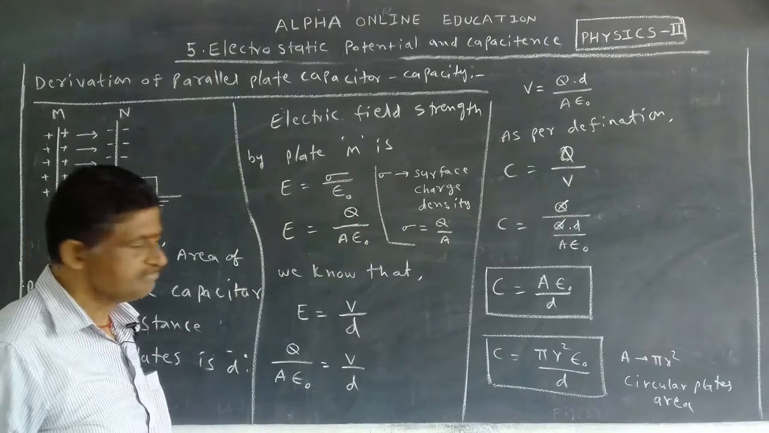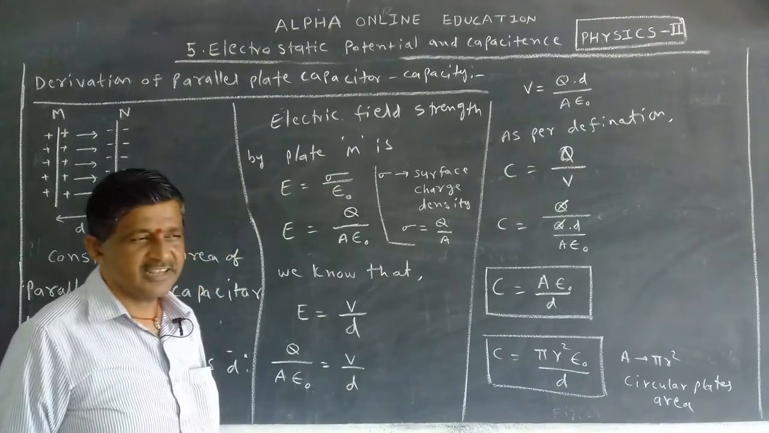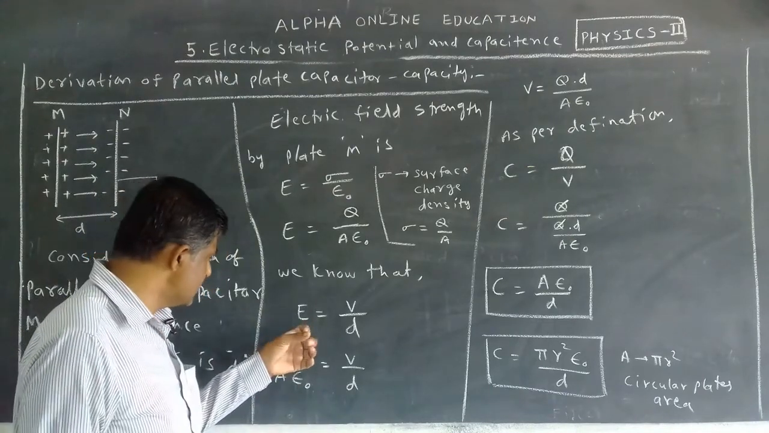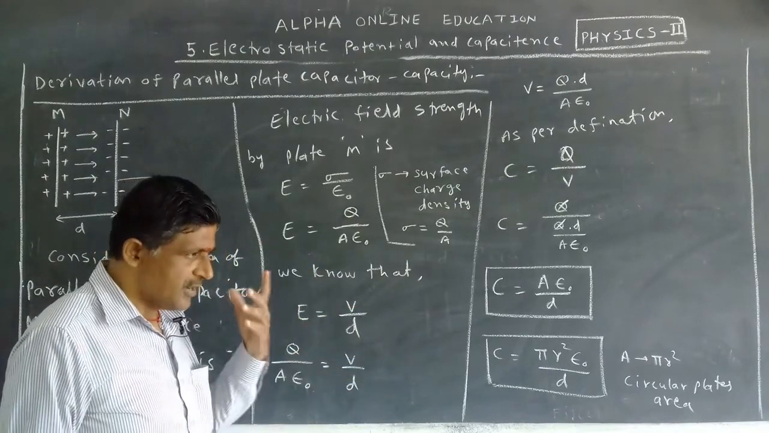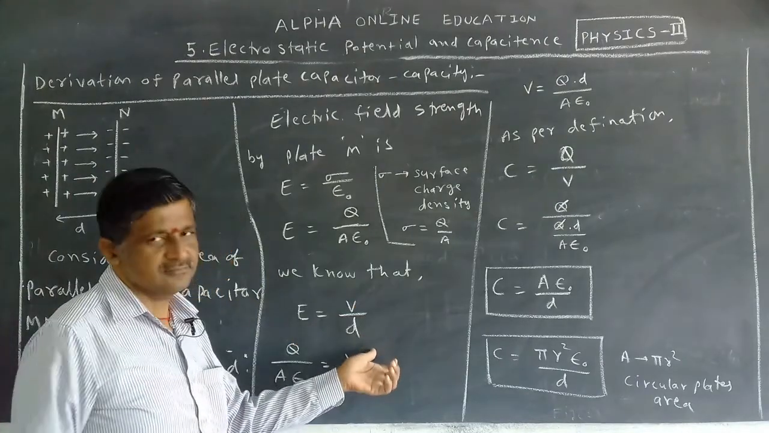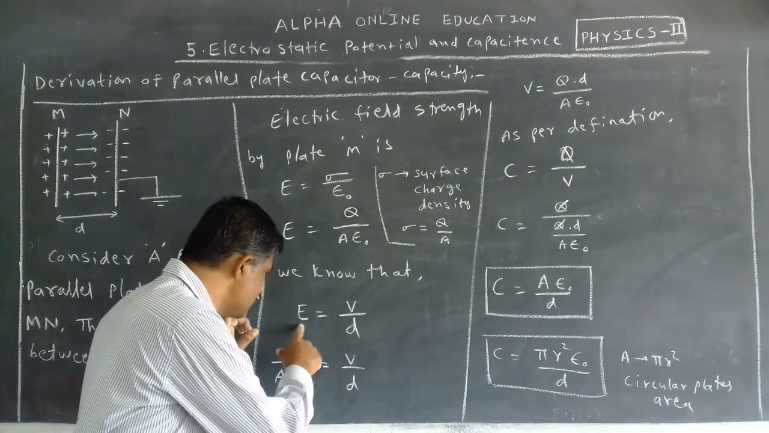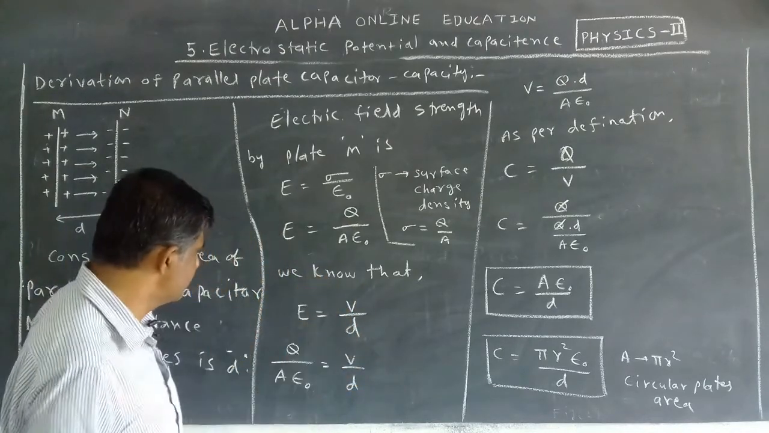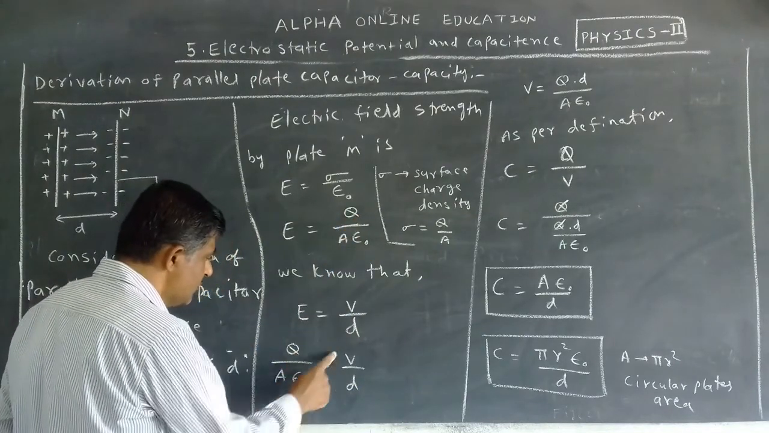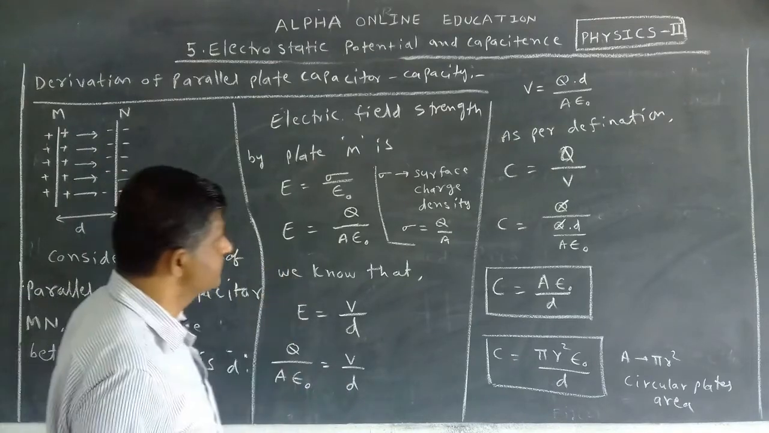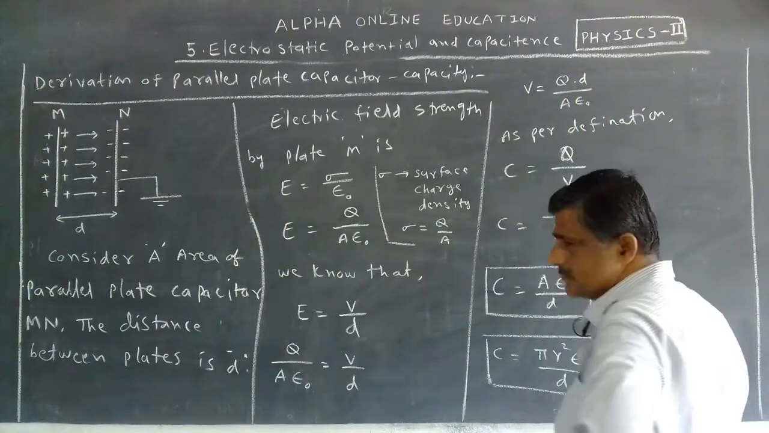So instead of sigma we can write Q by A. And we know that in this chapter we derived the relation between E and V. E is equal to V by D. This is a scalar form. In the derivation we proved that V is equal to E into r, but here distance is not r, distance is D. That's why E is equal to V by D. So E is Q by A epsilon naught equals V by D, cross multiplication. So we get V equal to Q into D by A epsilon naught.